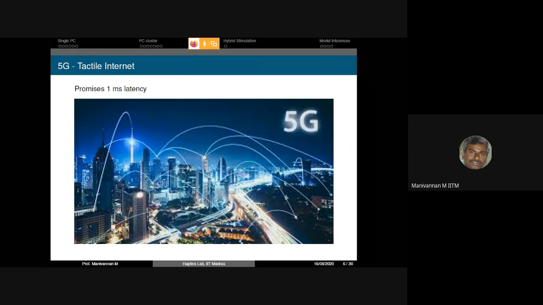Another interesting recent application coming up is 5G. It is also called the tactile internet, because it promises 1 millisecond latency. We are going to see that for haptics, we need this 1 millisecond latency. Otherwise, we can't do haptic rendering. So this 5G internet enables many new applications where touch feedback can be given.